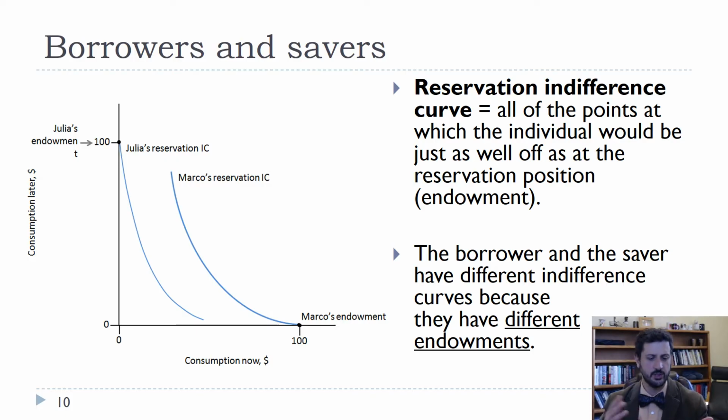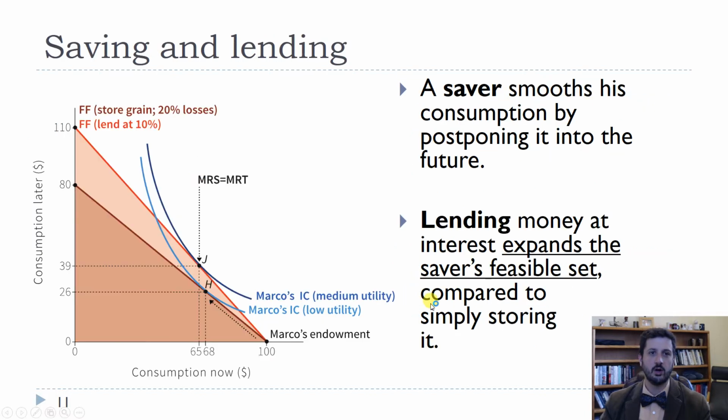And there's really no difference between them. It's $100 in the future for Julia versus $100 for Marco now. But because Marco has his endowment now, he's in a much better position than is Julia. So if we think about Marco's options, there could be a number of possible options. We'll talk about two of them here.